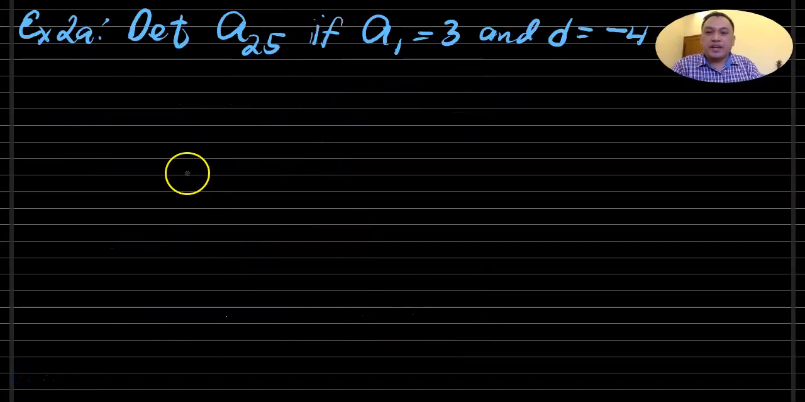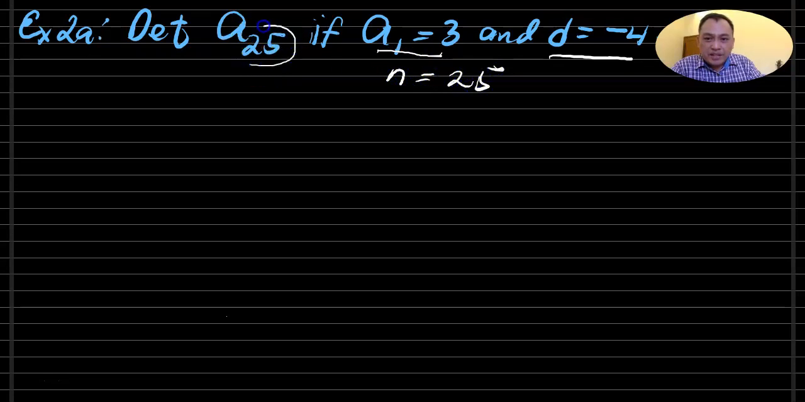Okay, example 2a. Determine S25 if a1 is equal to 3 and the difference is negative 4. Let's recognize what has been given in here. First, we have been given the difference and a term. Now, what's going to be our n? That's given. We can say that our n is 25. How did we know? Because our a sub 25 is there, so n is going to be 25.